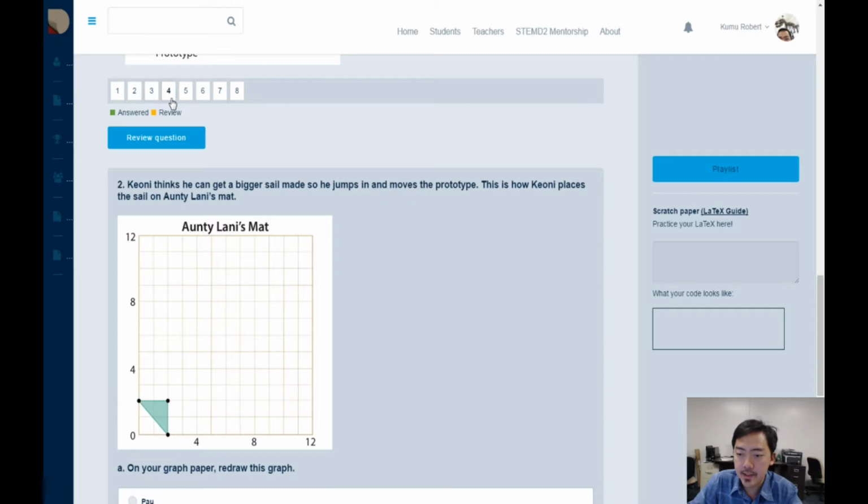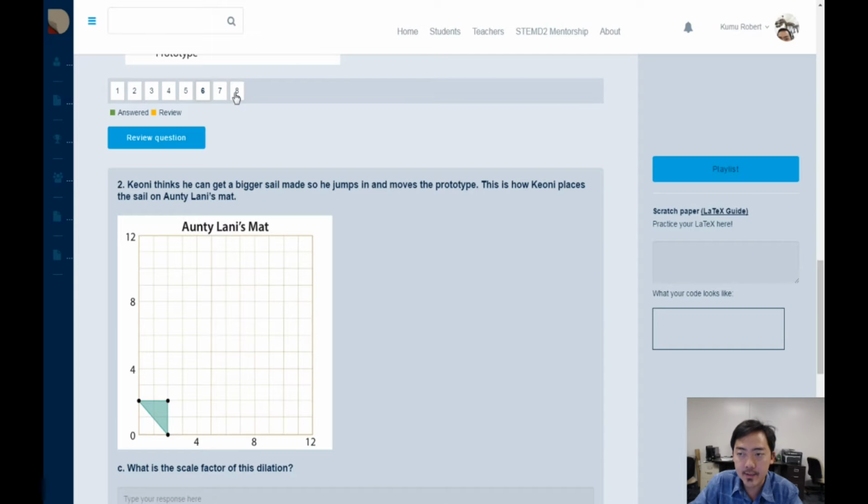So what happens if it is? What happens if we move the sail over so it's closer to the origin? Here in this question, we ask the students to move the sail over and then dilate it again using Auntie Lani's technique. Then we ask the students to calculate the scale factor again. Does it make a difference where we put the prototype? Are the scale factors different? If so, why?